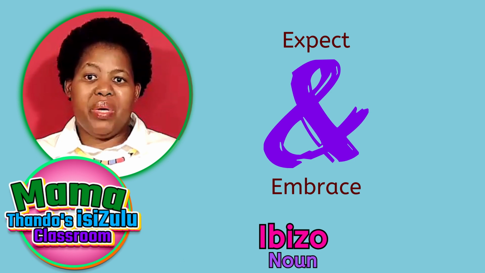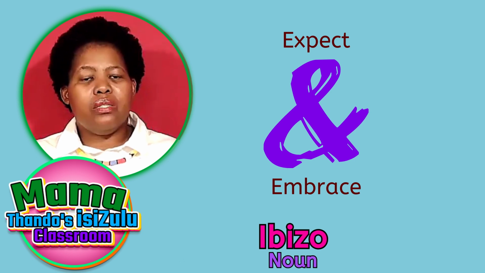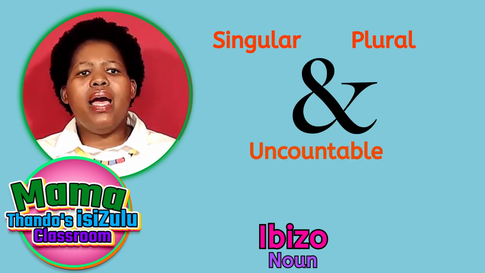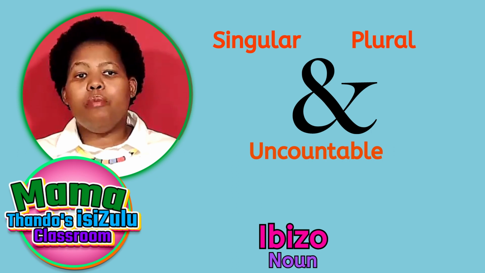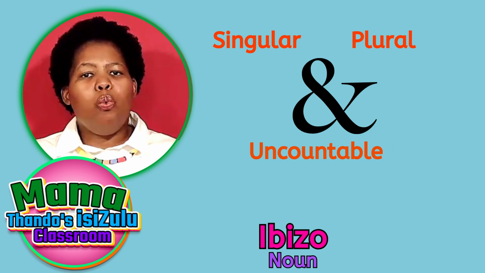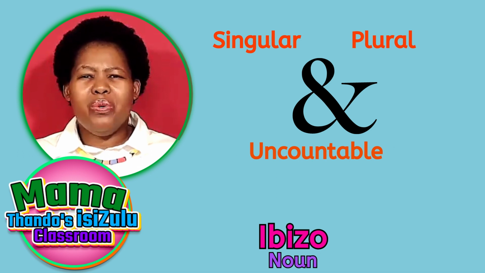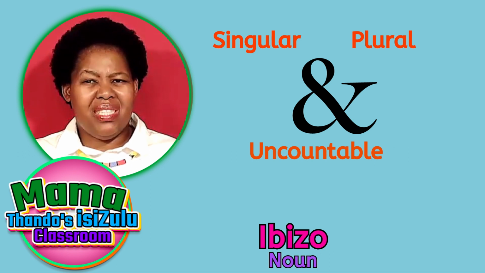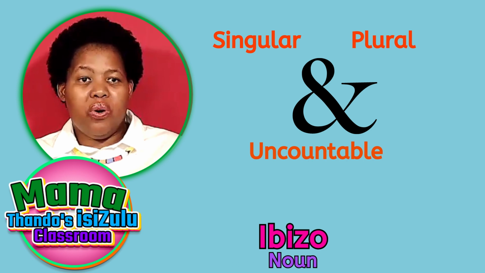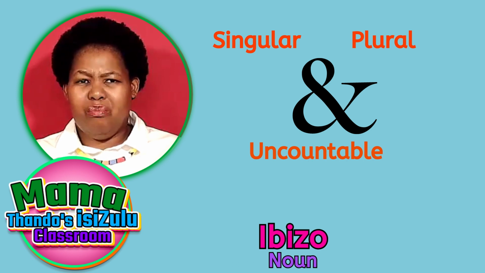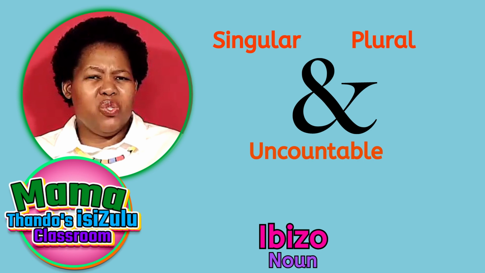You must just expect that and embrace those differences. Here are the singular and plural nouns for all the nouns we've already seen. Keep in mind that some of them won't have plurals because they are uncountable. You cannot count love. You can't count peace. You feel joy, but you can't count it. So it is simply joy.